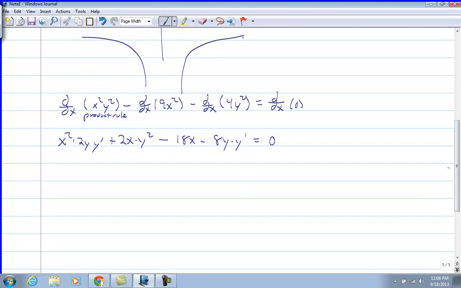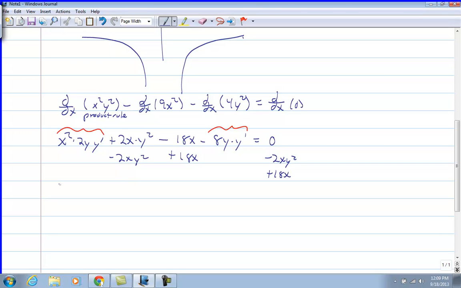So we're going to collect the y prime terms on the left side. So this is a y prime term, and this is a y prime term. So the other terms will go to the other side. I'll subtract 2xy squared and add 18x.